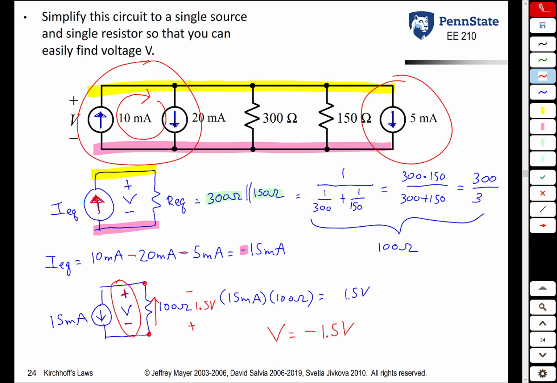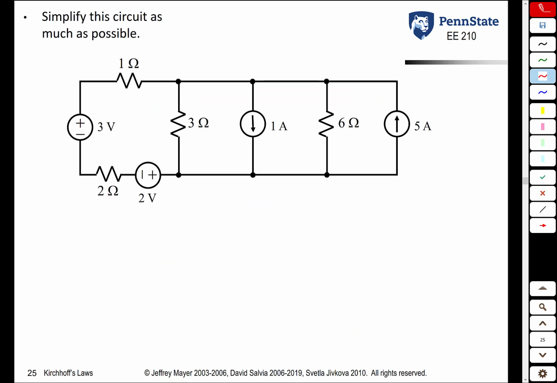Final comment, once again, is when we apply Ohm's law, you always need to take into account which direction the current is going, and that dictates which of the two nodes in the resistor has the higher voltage. So this problem, even though it's pretty simple, has a lot of very important details in it. Let's look at another example.